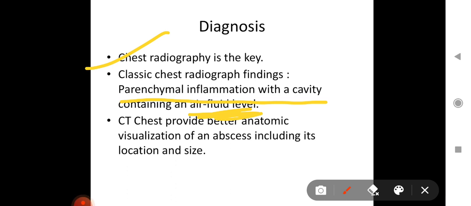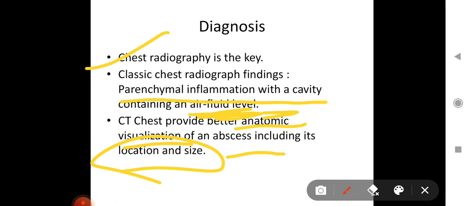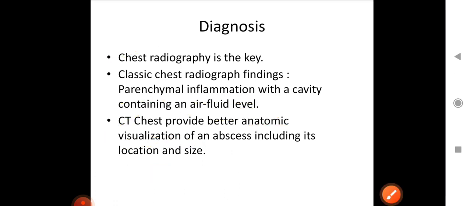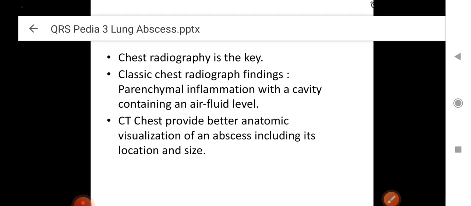And CT chest may provide better anatomical visualization of an abscess, including its location and size. So with chest radiography, you can diagnose lung abscess with a simple plain X-ray, which will show you parenchymal inflammation in a cavity with an air fluid level. And if you go with CT chest, then it can provide anatomic visualization, and the location and size of the abscess can also be determined with the help of CT.